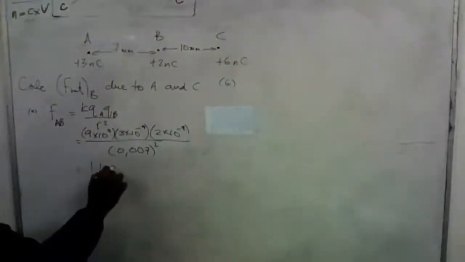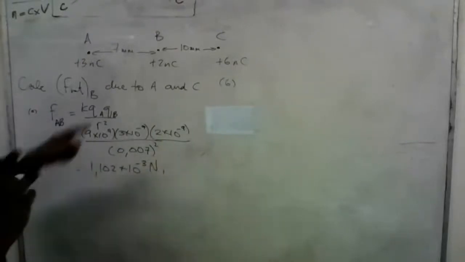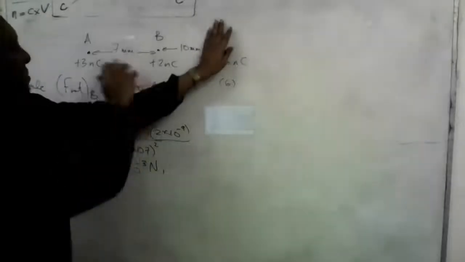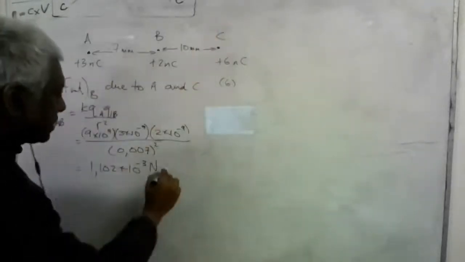1,102 times 10 to the minus 3 Newton. And the direction, both are positive, therefore B will be repelled to the right.